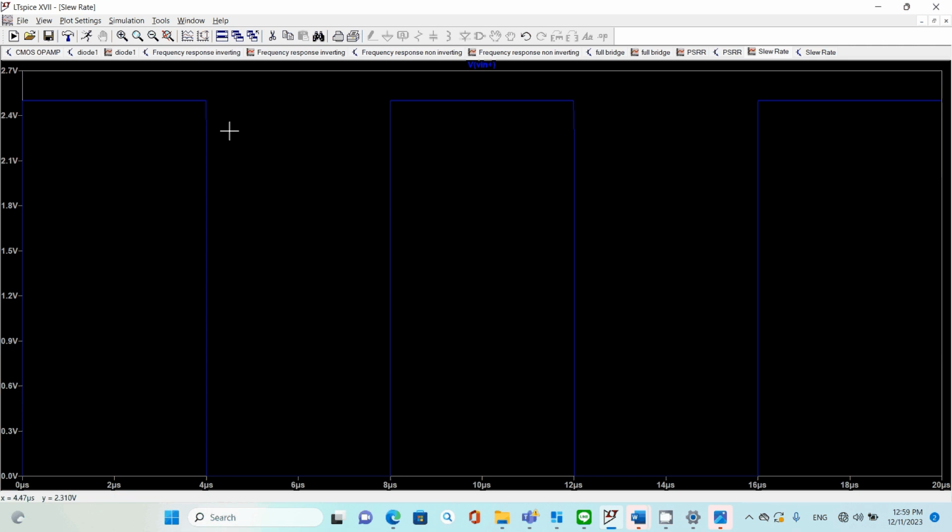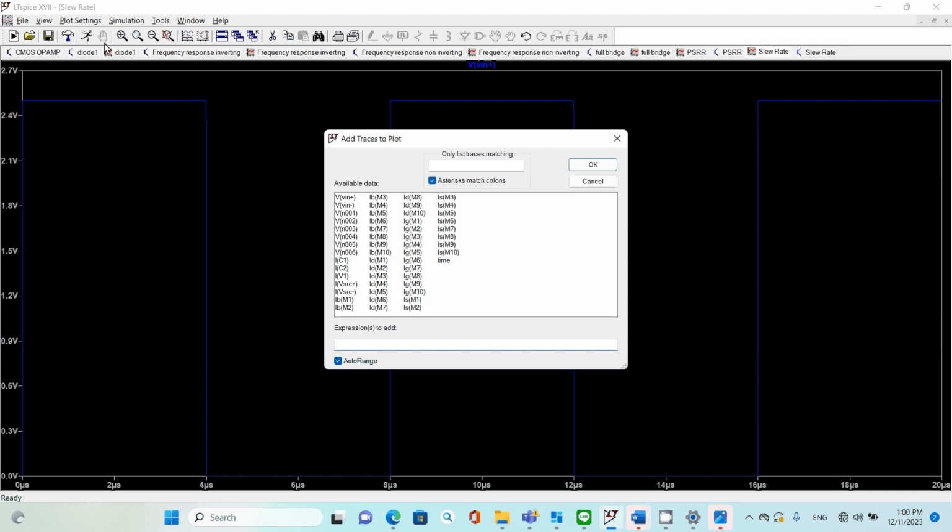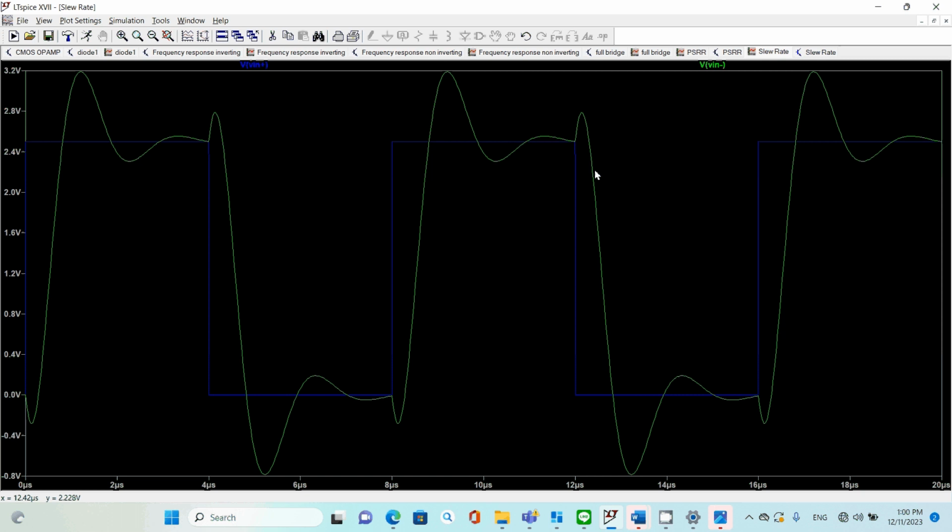All right. And now we can take a look at the out. To add more plots on the same plot, you have to go to the plot settings menu, and then you go to add trace. If you use this icon, it's going to remove the previous plot, or you can say one plot at a time. You cannot put multiple plots on the same plot. And this one we're going to see your V out, which is the V in negative, right? With the same V in and V in negative and V out.